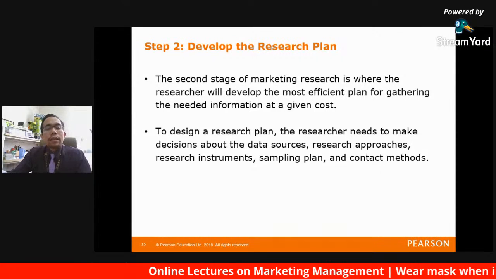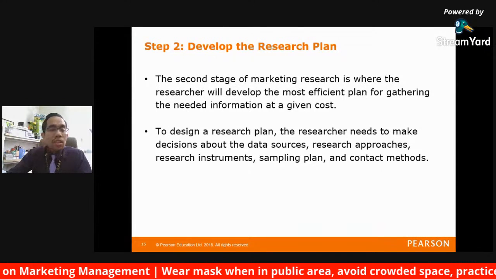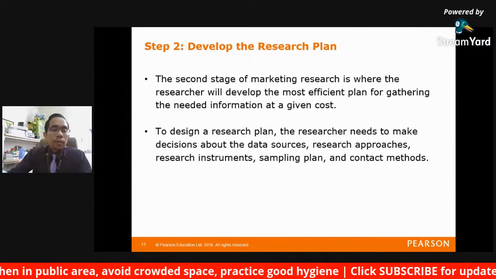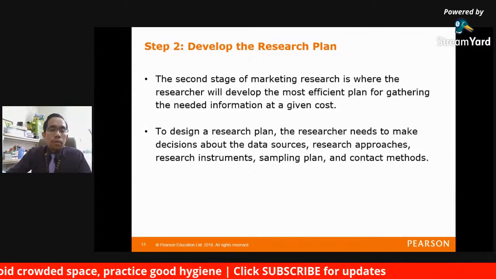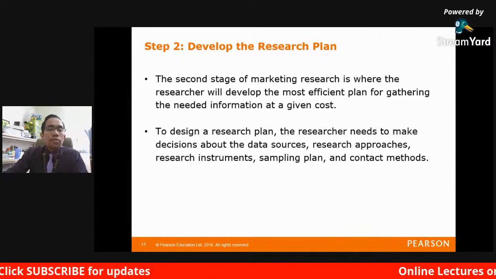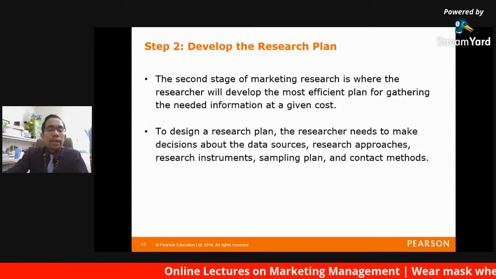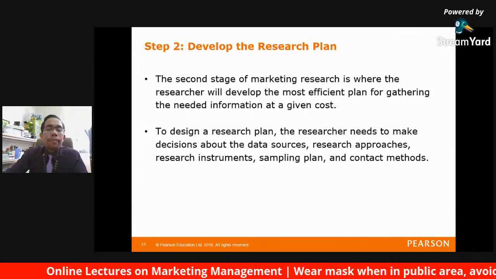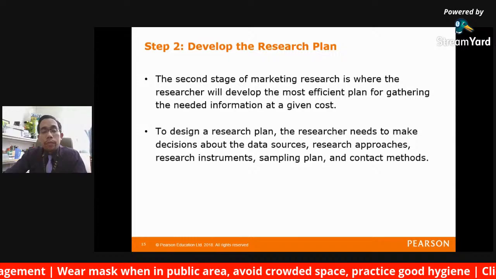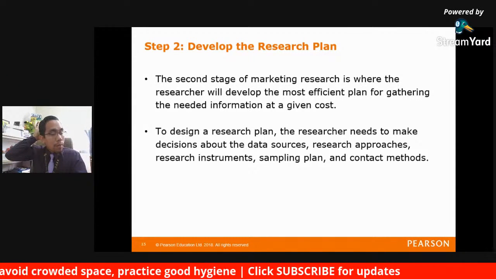After that, during the second stage, develop a research plan. To design the research plan, the researcher needs to make decisions about the data sources, the approach, the instrument, and who the sample is. What type of sample do you want to deploy? Also the sampling method and the contact method.